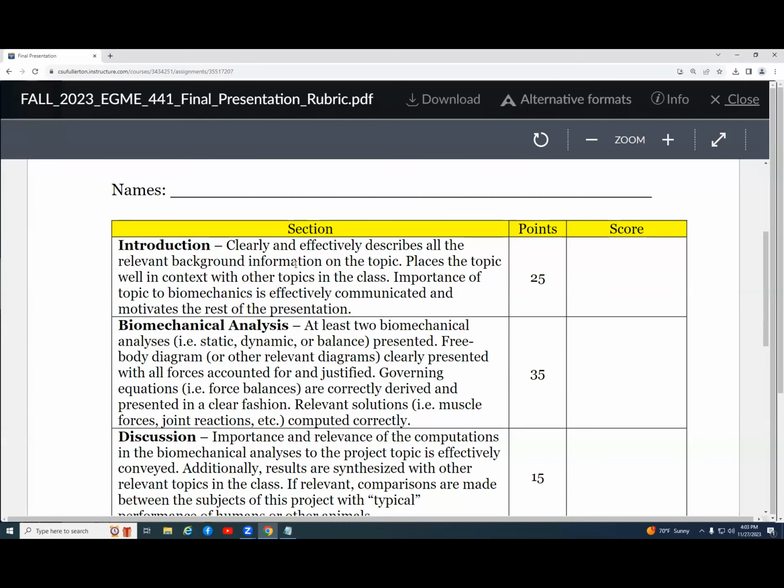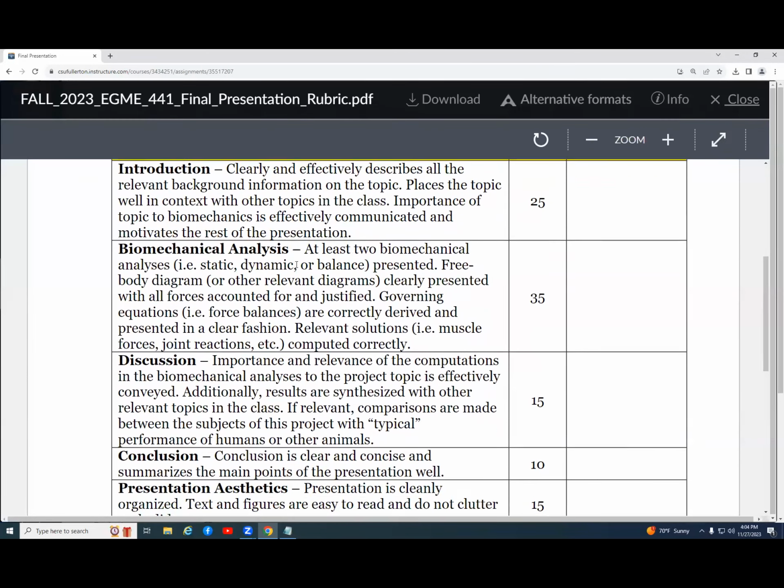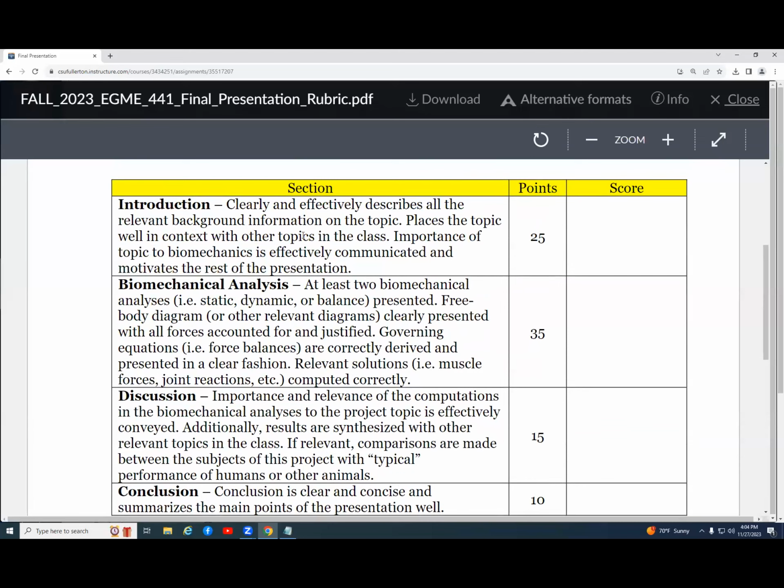You can see the rubric is broken down into sections. There are four primary sections I'm going to grade you on: the first being the introduction, the second the biomechanical analysis, the third the discussion, and the fourth the conclusion. Generally, I would like your presentations to be organized in this manner.